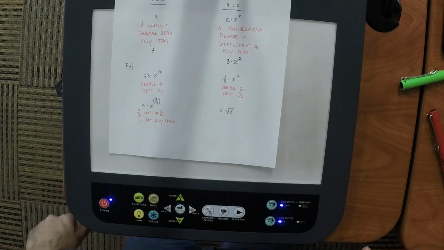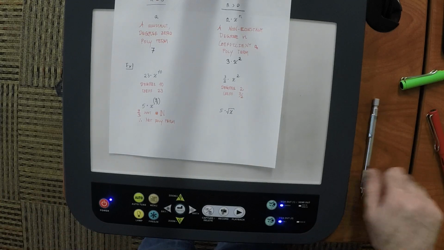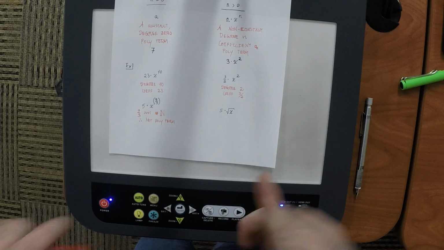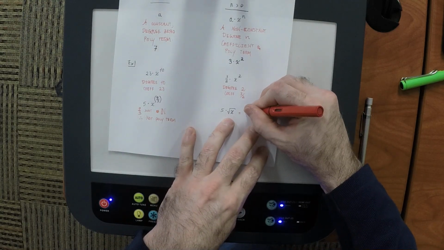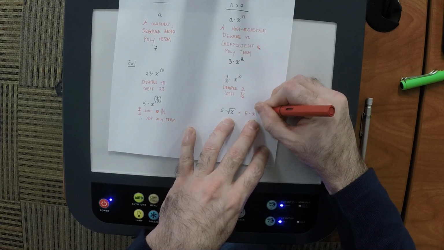Is that a polynomial term? No? So if no, then why no? Because the square root of x is equal to x to the 1/2 power. All right. So then I agree. So radicals can be understood as fractional exponents. So writing it in that way, that means this.